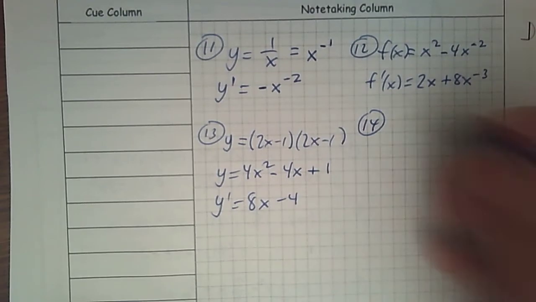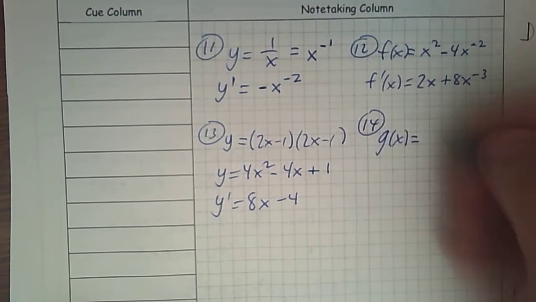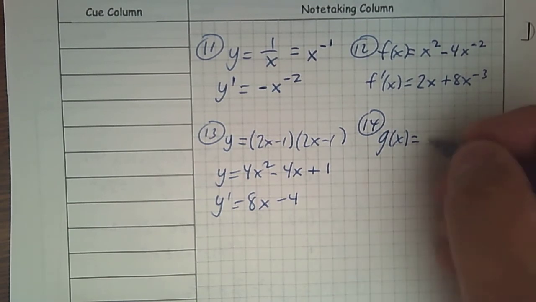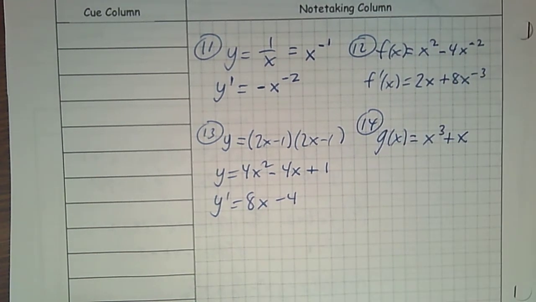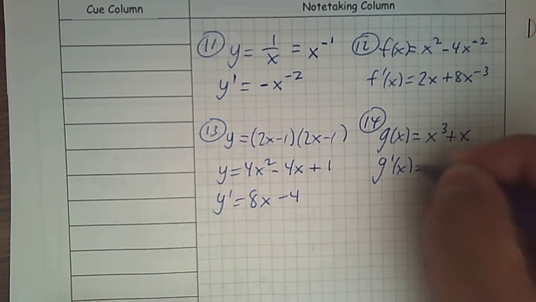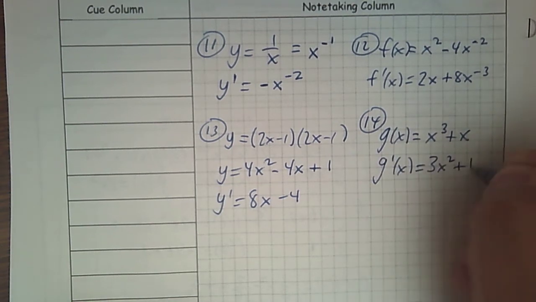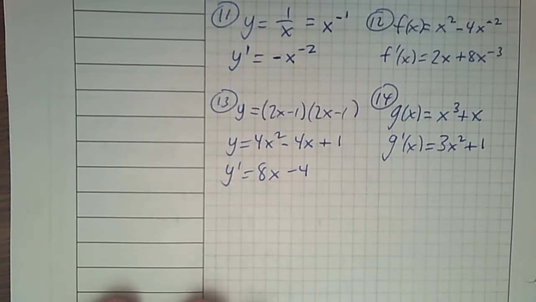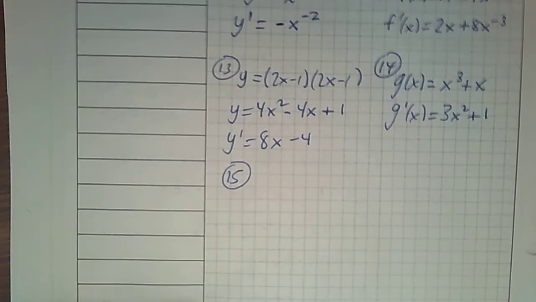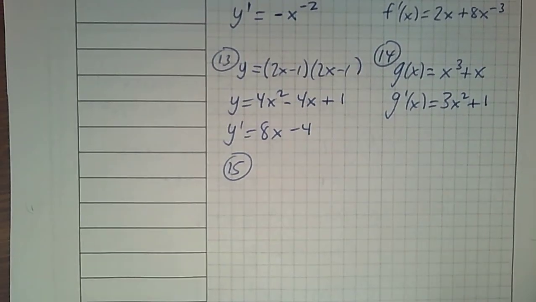Number 14, g of x equals, and again, I'm going to do some algebra. That means I'm going to distribute the x. So x times x squared is x cubed, and x times 1 is x. So now we have no parentheses to worry about. The derivative of this is 3x squared plus 1. Done. Number 15. Again, we want to write it as a power so I can do the power rule.